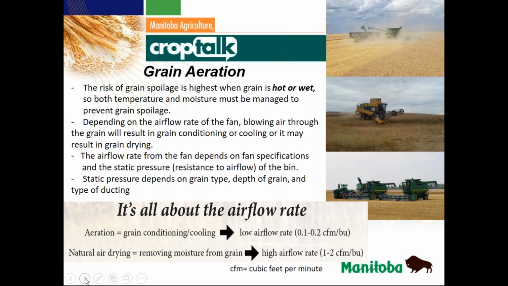If you're looking at something more than that, so let's just say that you're in a situation where you're going to be pulling off a lot of high moisture grain, and you're wondering about doing something to, let's say, dry the grain. If you're looking at drying grain, or actually removing the moisture, you're going to need a fairly high rate of airflow through the grain, and that's going to be anywhere from 1 to 2 cubic feet per minute per bushel.